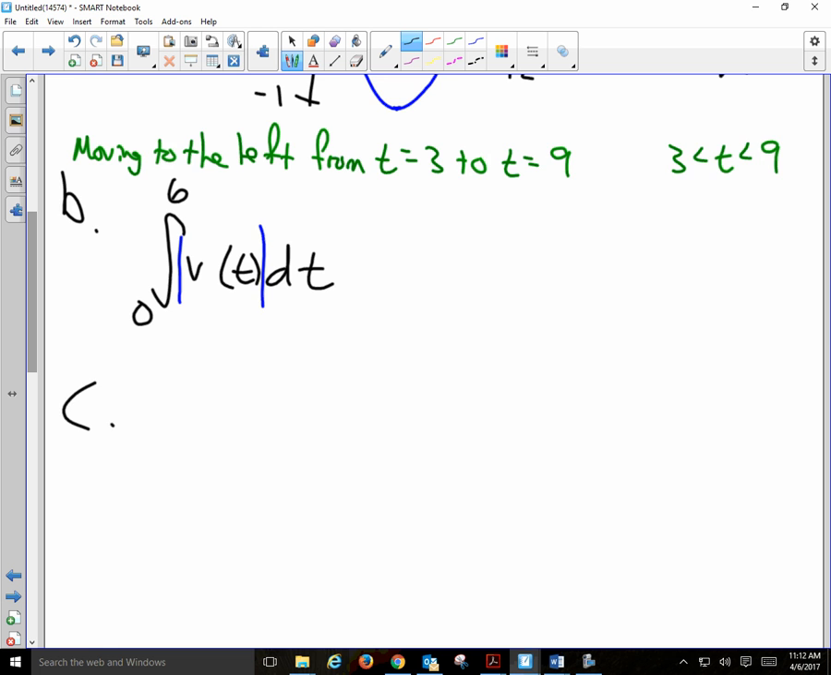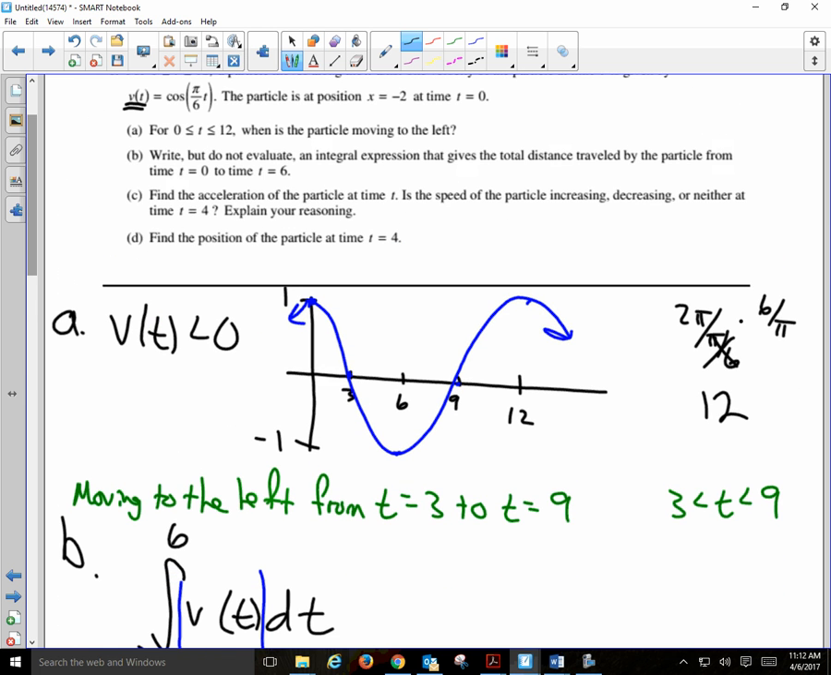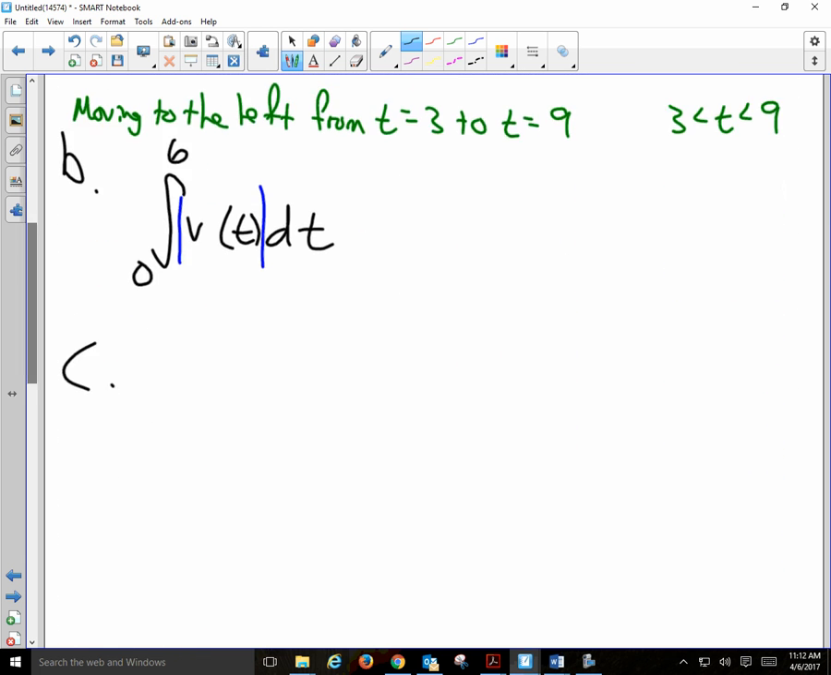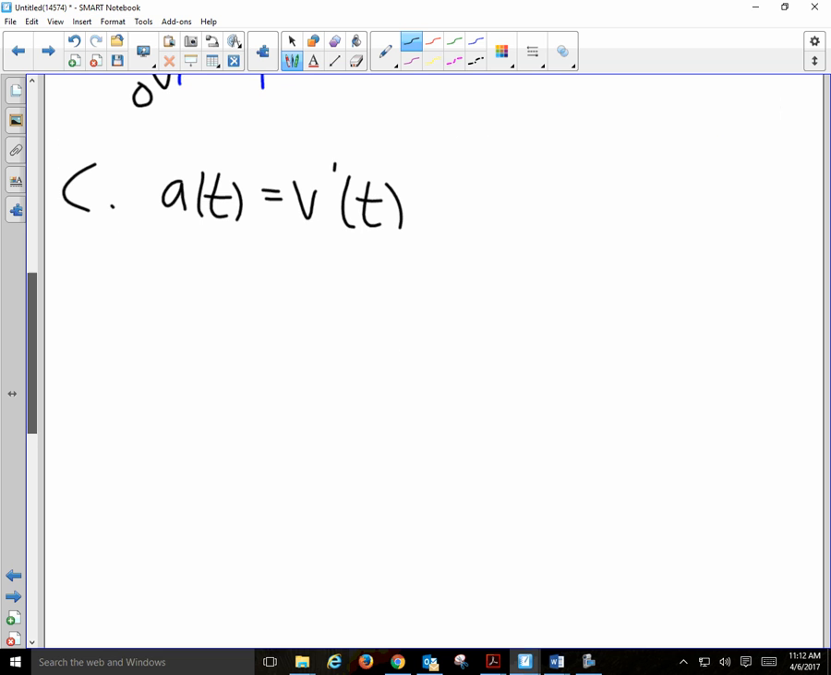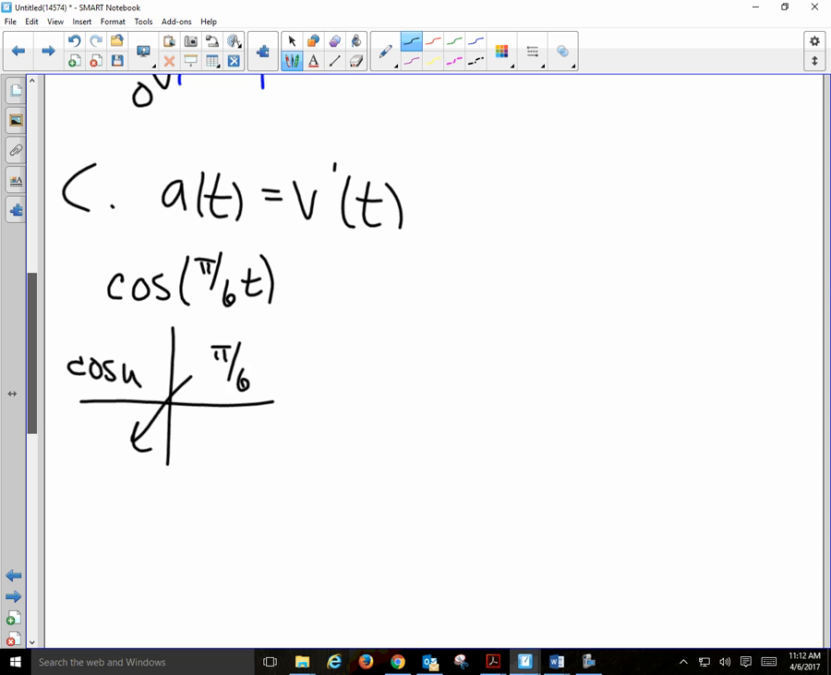All right, problem C. It says, find the acceleration of the particle at time t. Well, how do I find the acceleration if I'm given the velocity? I take the derivative of the velocity function. How will I take the derivative of this velocity function, which is cosine of pi over 6 t? The chain rule. Yep. So cosine of u, pi over 6 t. Thank you. And the derivative is pi over 6. The derivative of cosine of u is negative sine of u.